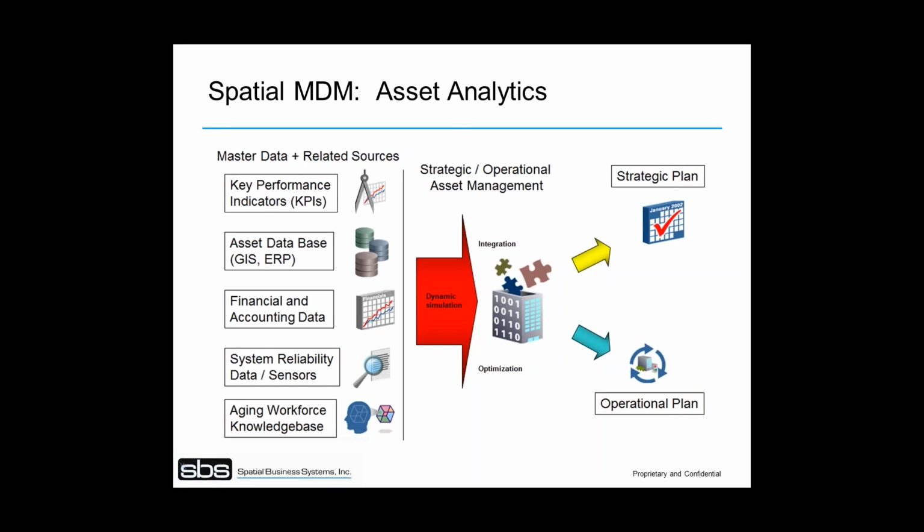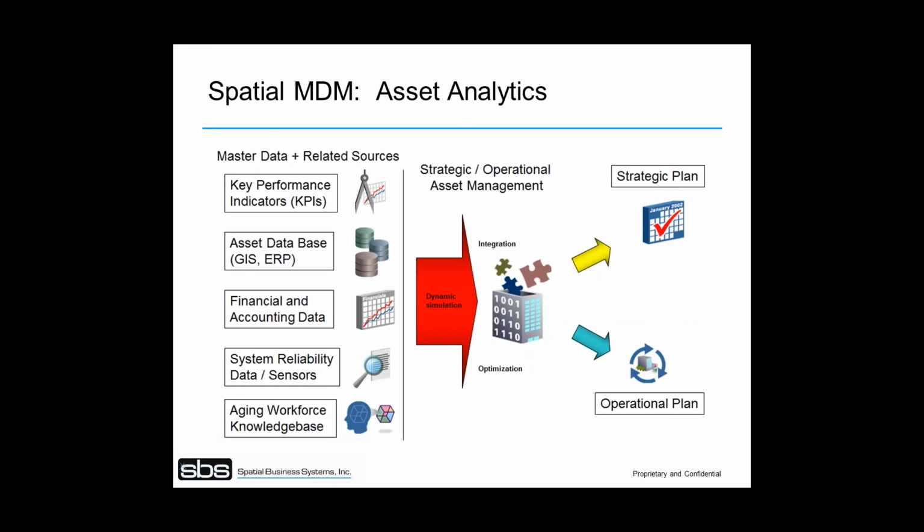So in addition to the GIS data, the asset data, there's going to be a rich need for financial and accounting data. We know and see more and more sensor data coming, but there are also other sources too, such as a lot of aging workforce information and knowledge-based information. And this has to be then melded with the key performance indicators that are driving the organization.